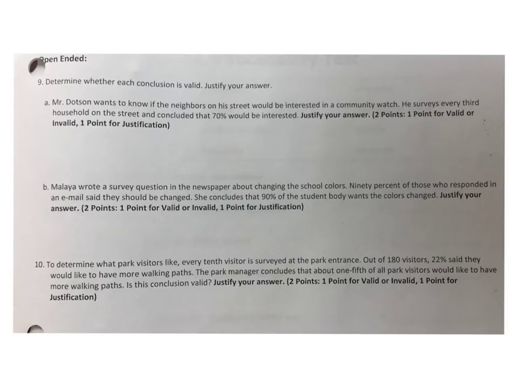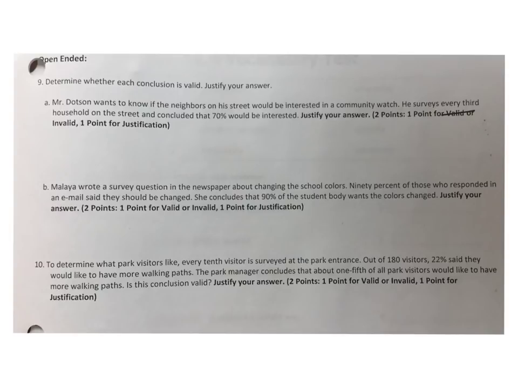Part A says, Mr. Dotson wants to know if the neighbors on his street would be interested in a community watch. He surveys every third household on the street and concluded that 70% would be interested. Is this valid or invalid, and why? That's worth 2 points.